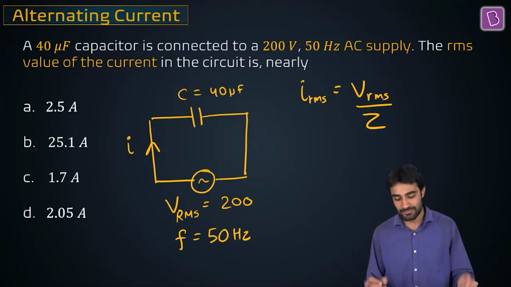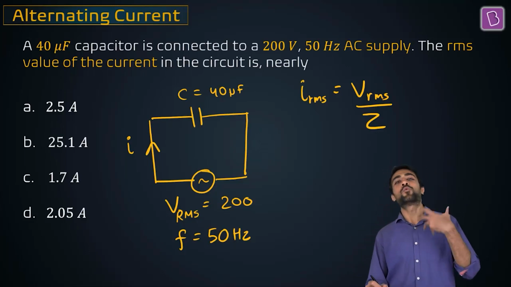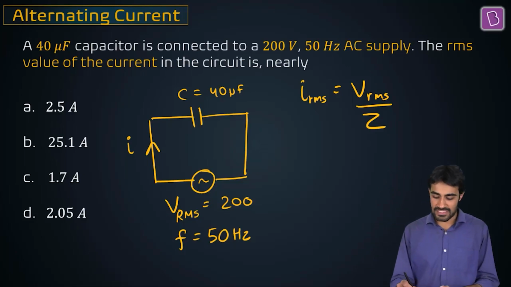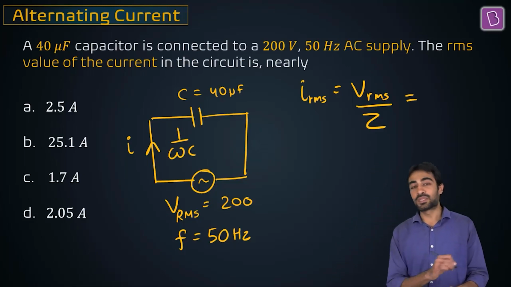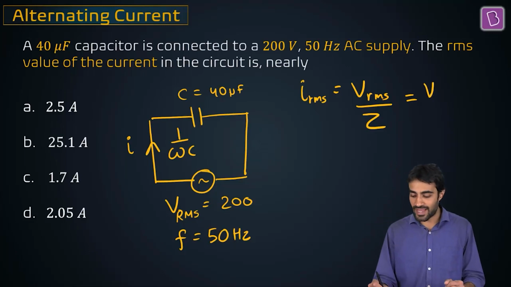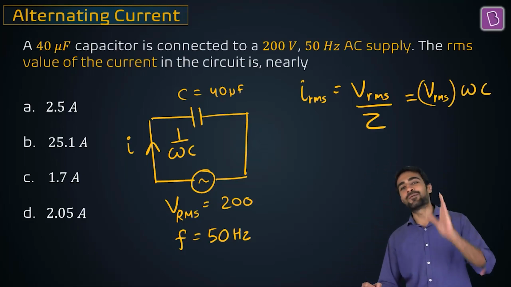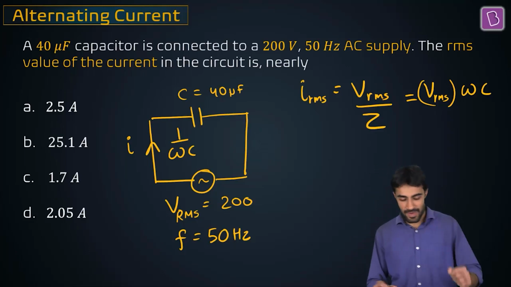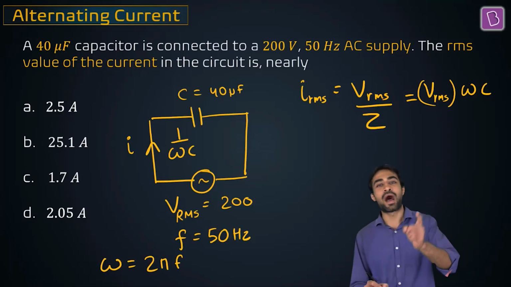Well, that's very simple. We only have a capacitor as the single element. And we know what is the reactance of a capacitor. This is 1 upon omega C. Do you remember that? Okay. So, in our question, the total impedance is also 1 by omega C. And we can see we are getting VRMS times omega C. Okay? Yes. Now, what is this omega? Omega is nothing but 2 pi f.